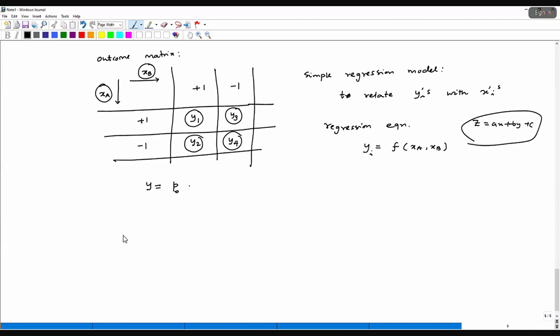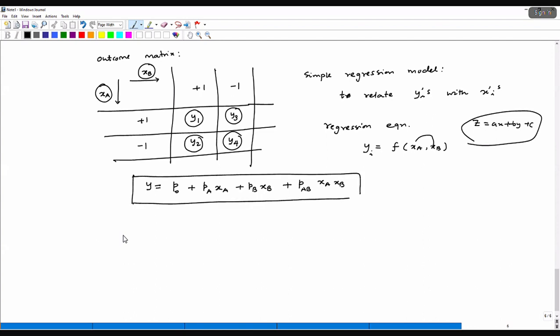constant p naught plus pa xa plus pb xb, plus there is an additional term which represents the interaction effect of xa and xb when both vary simultaneously. We denote that with a fitting parameter pab, times xa into xb. So this is the regression model that we have to work with.